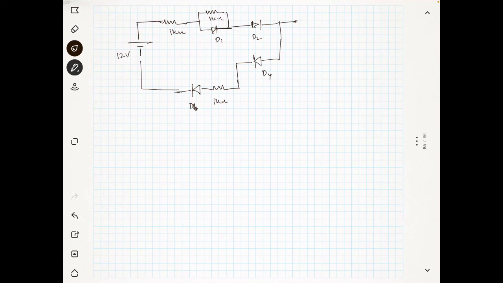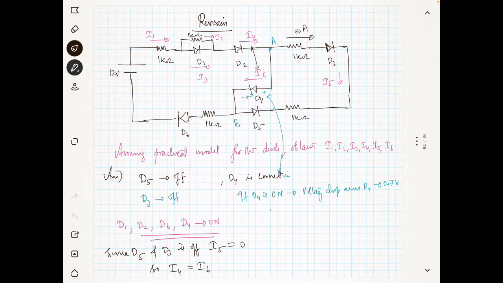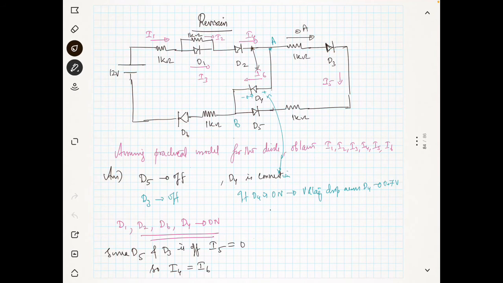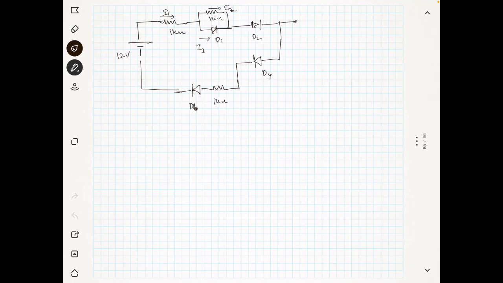Now we want to find the currents I1, I2, I3. So we have the currents I1, I2 and I3, and this is I4, and the same thing is I6. And we also got that this part is open circuit. So I4 is equal to I6 and I5 is equal to 0. That we got.